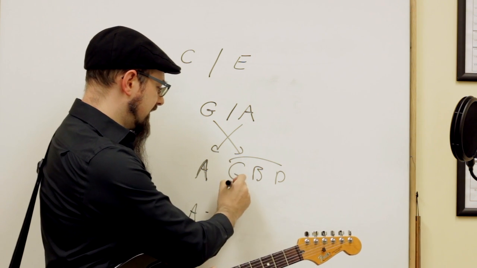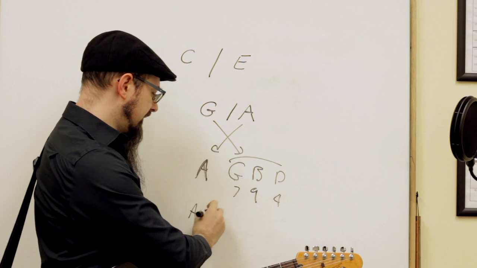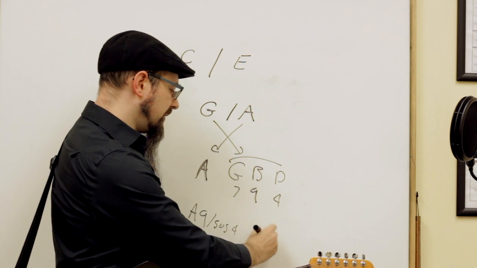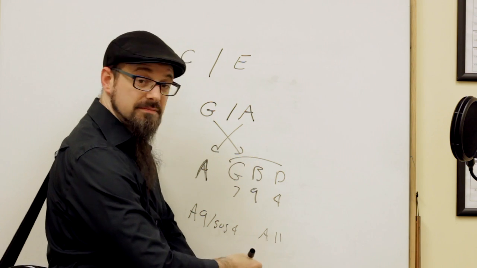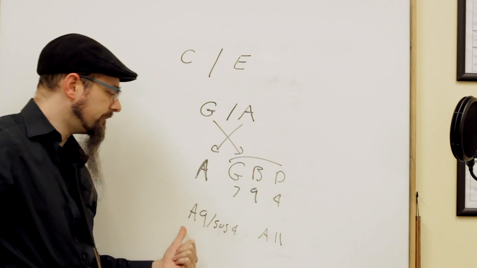Actually, that's the 7, that's the 9, that's the 4th or 11th. You call these either an A9 sus4, or sometimes you just call these an A11th, depending on who you ask. Makes sense?